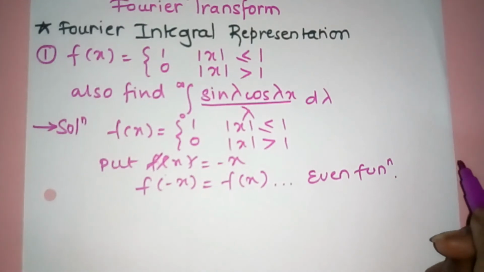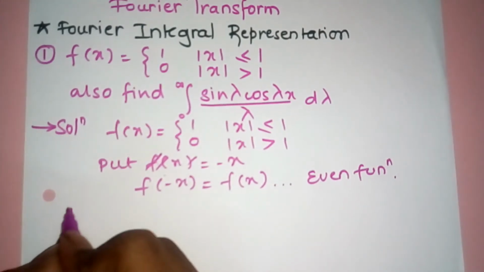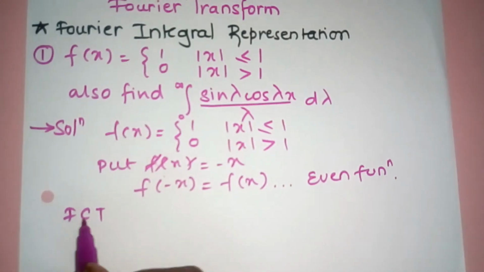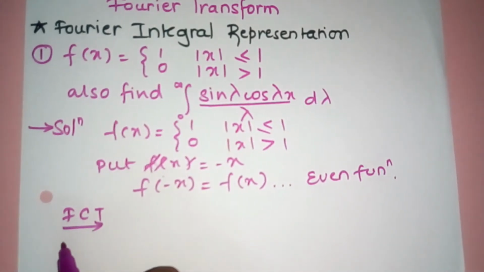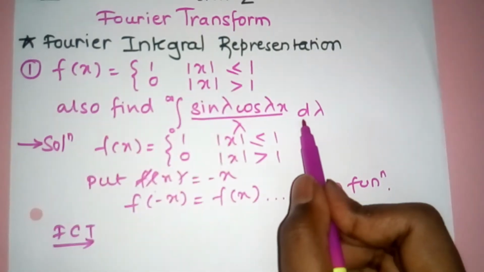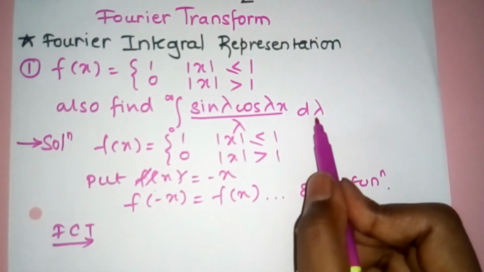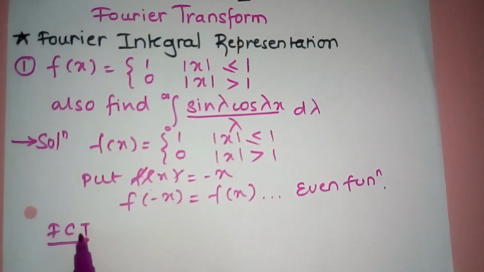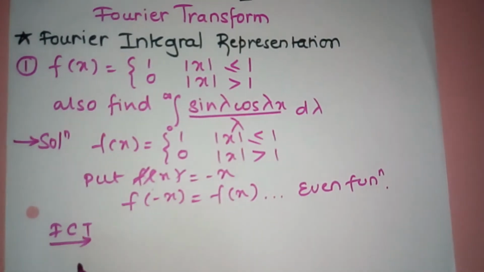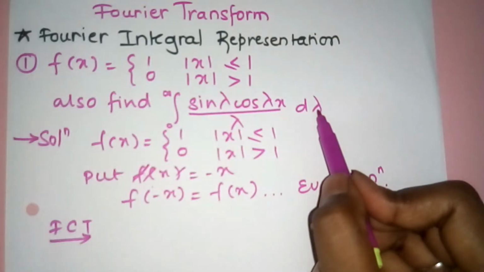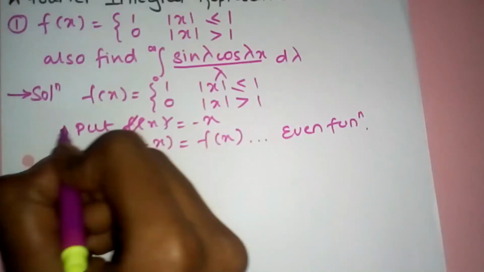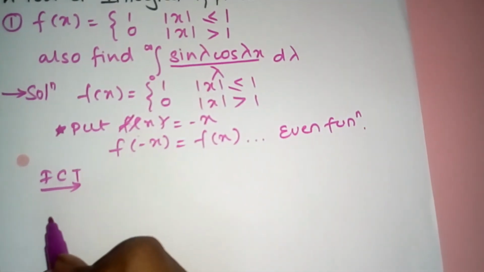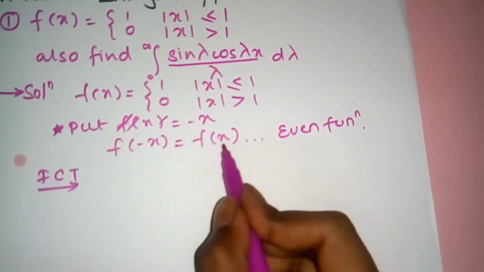As it is an even function, then we have to find FCT, that is Fourier cosine transform. So first we'll find Fourier cosine transform, and in the question, now when we have d lambda, it means we have to find the inverse. So over here we are finding FCT, and also we have to find IFCT, because we don't have x over here, we have d lambda. Now this line is very important, as this decides whether we have to find FCT or FST. So please pay proper attention to this part.